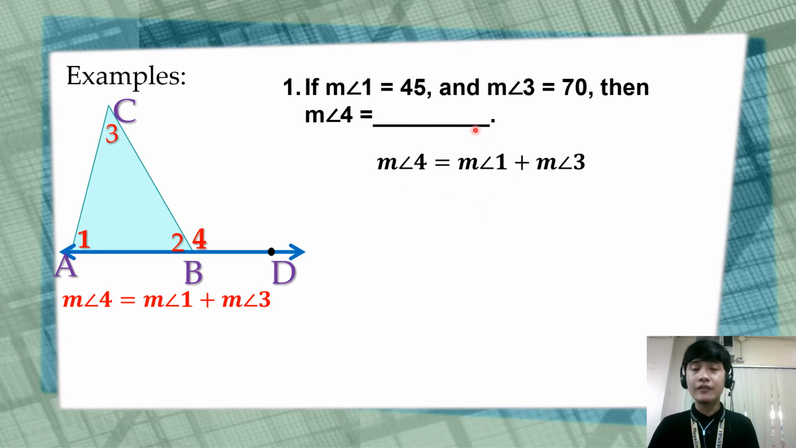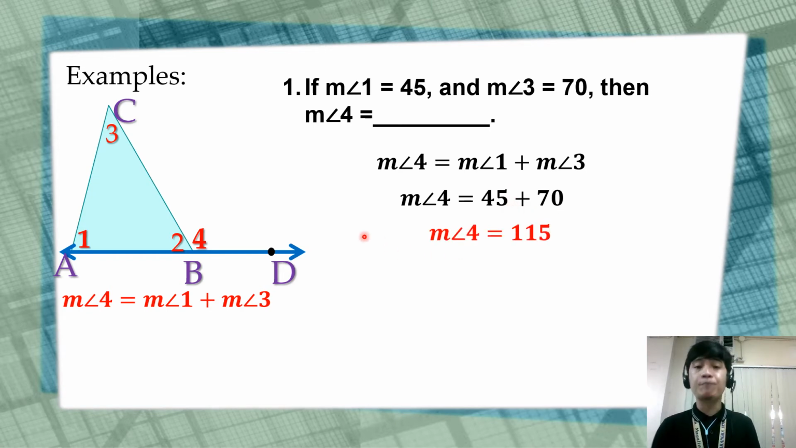At kung babalikan natin yung given sa number 1, may sukat na ibinigay kay angle 1 at may sukat din na ibinigay kay angle 3. Substituting these values here, we have the measurement of angle 4 is equal to 45 plus 70. Simplifying this further, we have the measurement of angle 4 is equal to 115. Ibig sabihin, yung sukat ni angle 4, as far as this measure of the remote interior angles are concerned, ay 115. So ito po ay 115 degrees in terms of the problem in number 1.